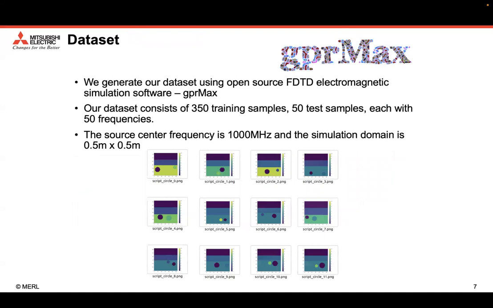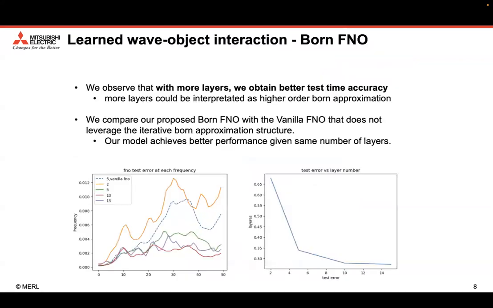We also use GPR-Max to synthesize our training data set of example structures. We have a 3-layer ground structure with 2 targets inside these structures that are randomly distributed throughout the second and third layers. We train our model using the synthetic data set, and then we test on 50 test samples that are not observed in the synthetic data set.